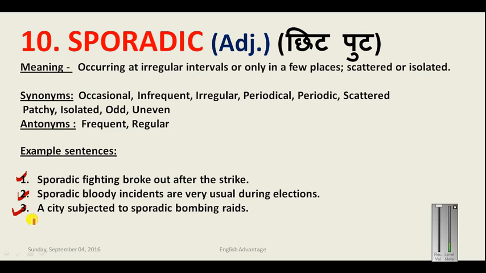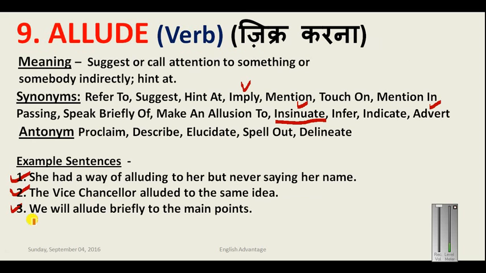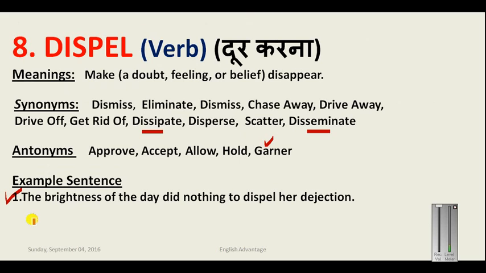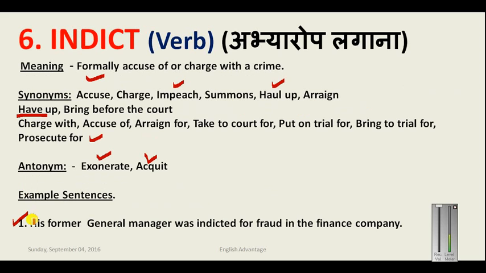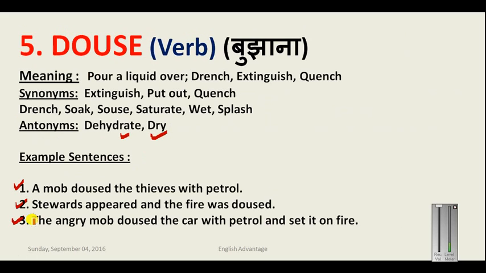So here we come to the end of this video tutorial. So 10 words I have taken here. Let me revise, or let me mention these words once again. Which word we have taken is sporadic. Allude means to mention. Dispel means to make something disappear. Bereft means to deprive. Indict means to accuse someone. Douse means to extinguish something.